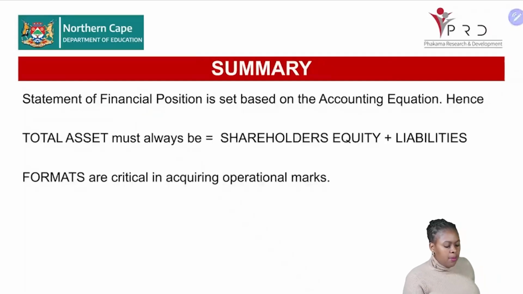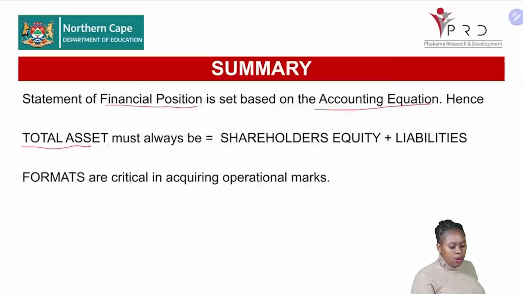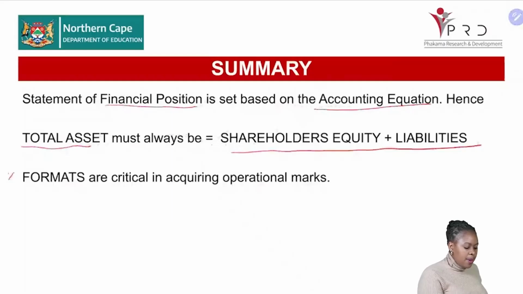Let us quickly recap on what we've done today. We said that the statement of financial position is set based on the accounting equation. So what does that mean? Our total assets must be equal to our shareholders' equity plus our liabilities. And then also the formats are critical if you want to get your operational marks. And it's very important for you to know your format so that you can maximize the amount of marks that you are going to get in the statement of financial position.